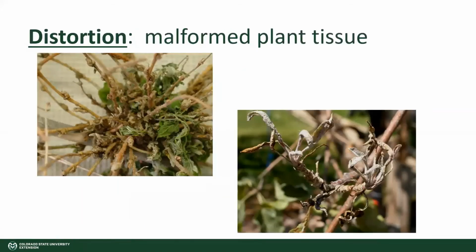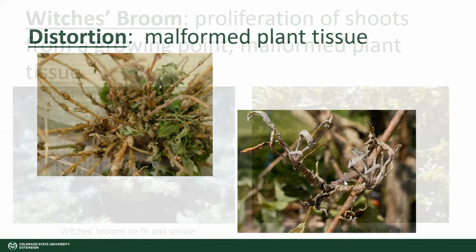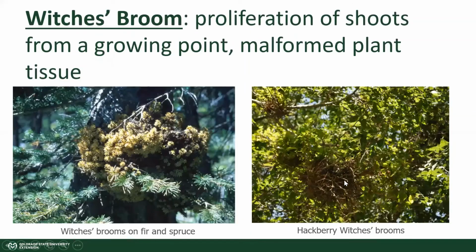You could also have distortion, so malformed plant tissue that is not supposed to look like that. It's not creating any leaf, or the leaves are curling up. This is called a distortion. We could also have witch's brooms, which is the proliferation of shoots from a growing point. And this is malformed plant tissue. This is an example of those distortions.